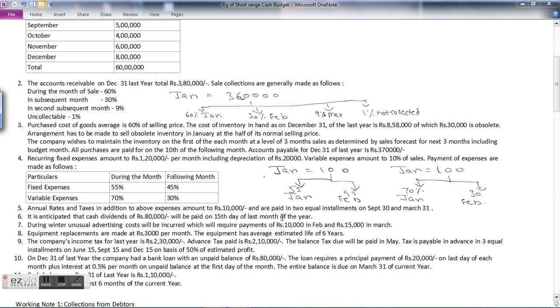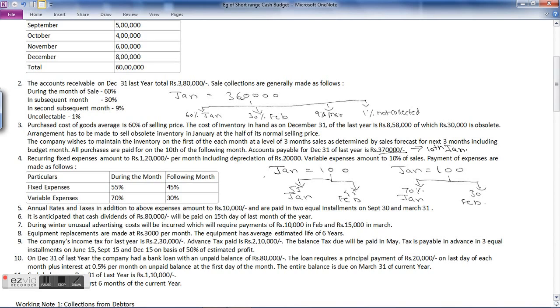So your creditors balance as on December 31st is 3,70,000. So it will be paid on 10th of Jan, right? 10th of the subsequent month. Now for all other months we need to find out what is the balance of the accounts payable. Okay, so balance of the accounts payable is equal to purchases of the last month.